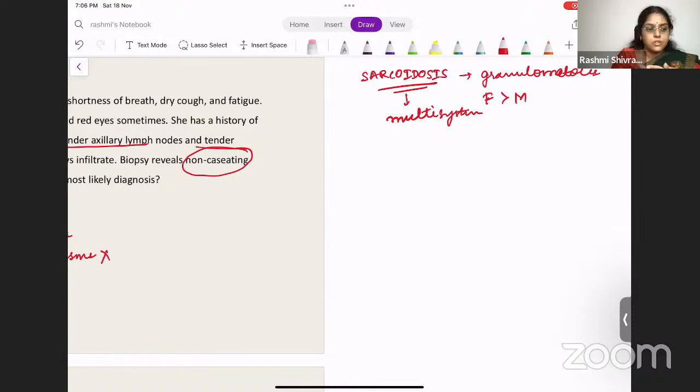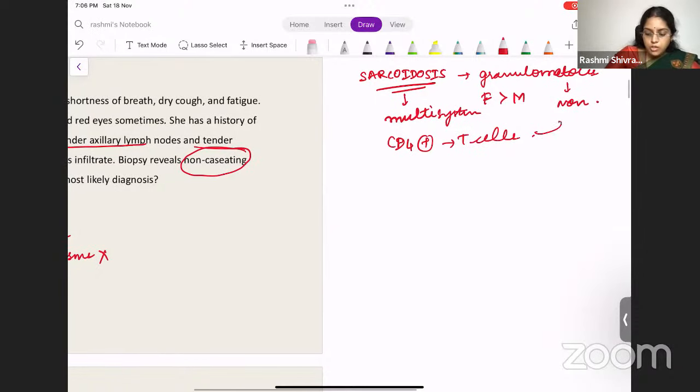Right. So sarcoidosis. What granuloma is this? Like we saw in the question, non-caseating granuloma. Caseating granuloma is seen in tuberculosis. For non-caseating granuloma, one of the differential diagnoses is sarcoidosis. What cells are involved in this? CD4 positive T cells are involved in this pathology. There is a lot of macrophage involvement, because of which the epithelioid cells and the granulomas are produced.